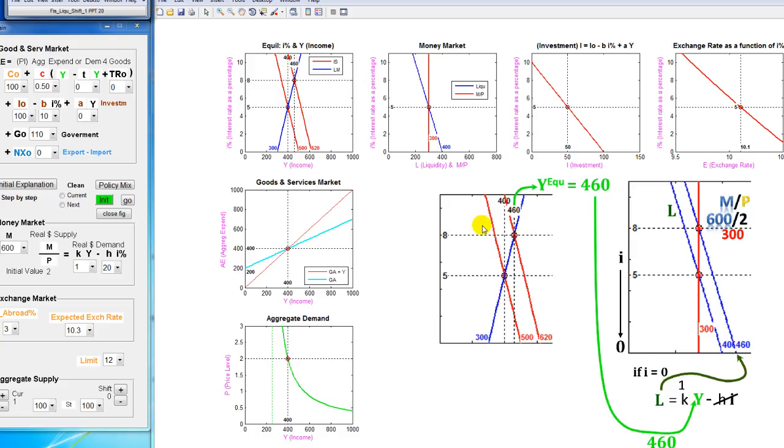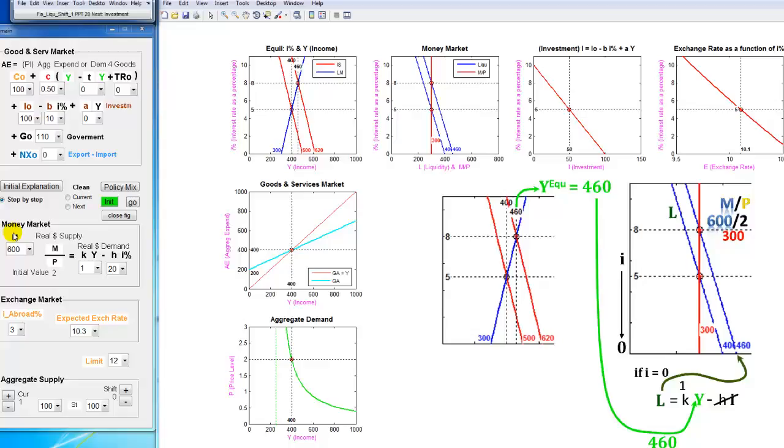460, then we transfer this information here, and we find out that L takes the value 460 when interest is 0. So it's only the L curve that shifts from here to here, so the new intercept in the horizontal axis is going to be 460. So this is what we get here, and the real money supply doesn't change because we didn't touch the money market.